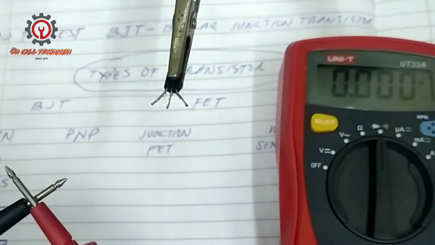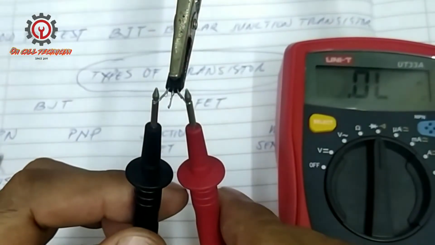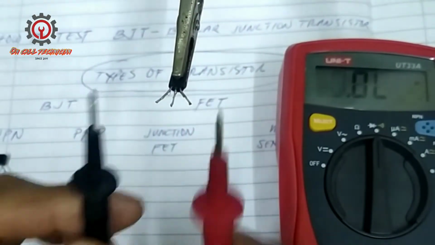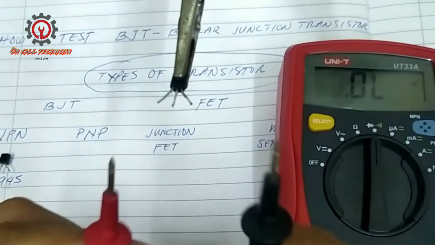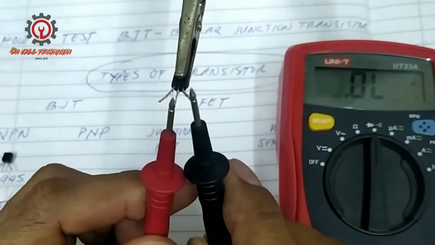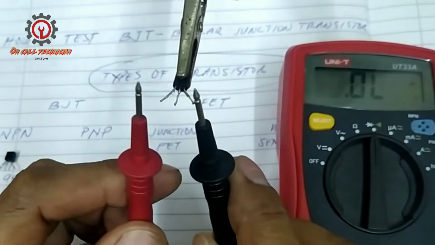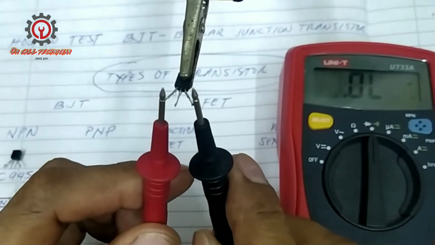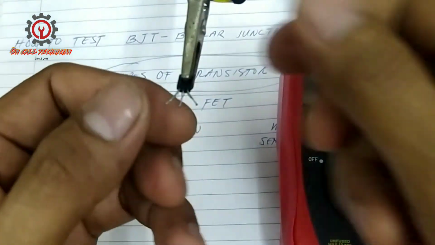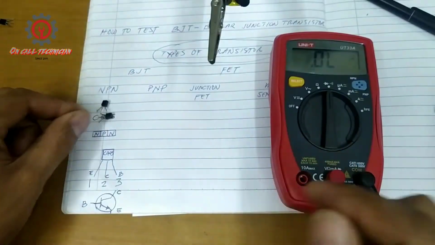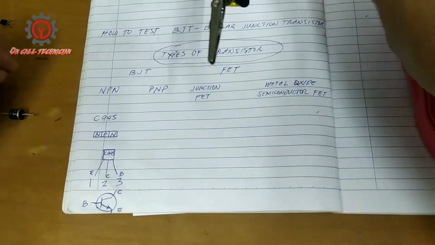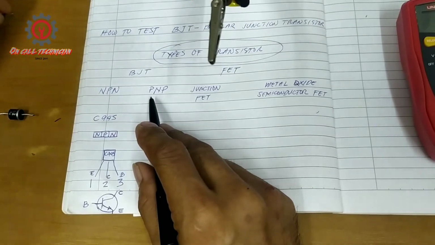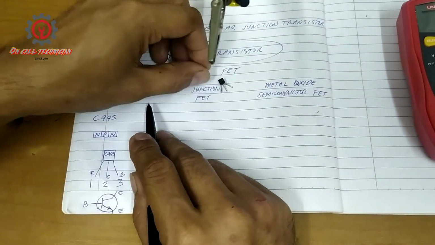Okay, the reading is 0, 0, 0, and here, okay, it's 0, 0 also. And if I reverse this, there must be no reading. Okay, good. This one is shorted. So this transistor, guys, is shorted. Now let's proceed to PNP, and I have with me two transistors.